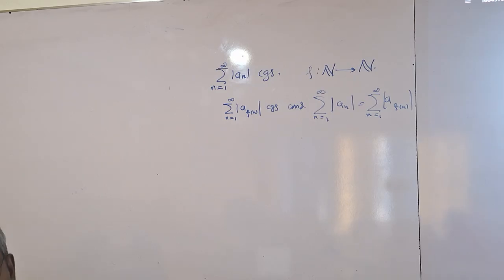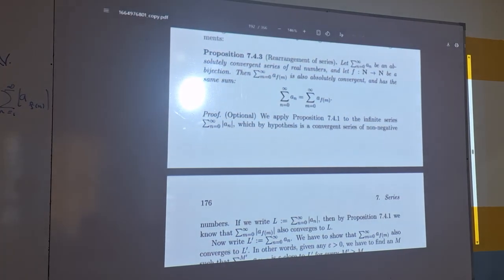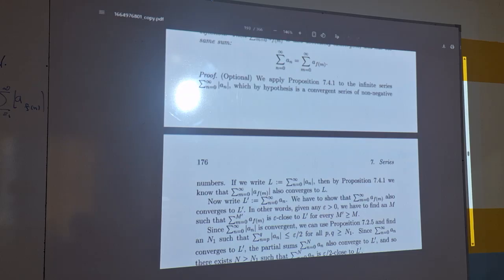Proof, he says, optional. I wonder why. We apply proposition 7.4.1 to the infinite series sigma of the absolute values of An, which by the hypothesis is a convergent series of non-negative numbers. We write L equals the sum n going 0 to infinity of mod An. I am on page 176, by the way.